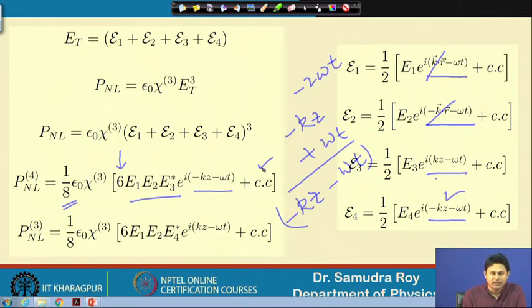In exactly the same way, you can find the nonlinear polarization term corresponding to the field E3. In case of E3, everything should be the same, and just by inspecting the nature of the field, you can readily find that you just replace E3 with E4 star and you will get this term. This is an important term, a phase term, and this phase term has to be equal to the phase term of E3. Then only can I say that this is a nonlinear polarization term corresponding to E3.